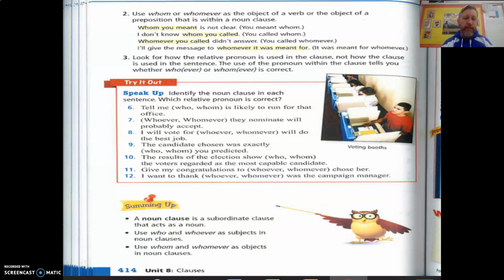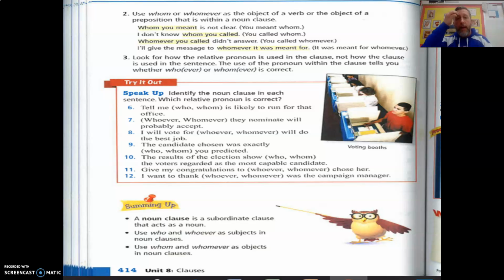Let's have you do 6 to 12 on your own. And basically you're trying to figure out is it who or whom again, just like you did a couple lessons ago. All right, so I'll let you do that either on paper or in your head. And let's see if you're right. Go ahead and pause the video. We'll come back.